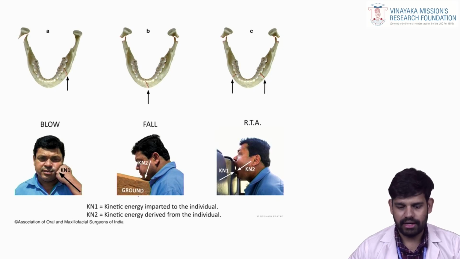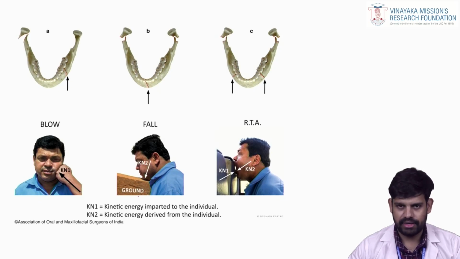So now we are coming to the kinetic energy, or the biomechanics, of mandibular fracture. There are three types of kinetic energy: kinetic energy 1, kinetic energy 2, and kinetic energy 3. Kinetic energy 3 is nothing but the combination of both 1 and 2. In 1, the person or patient is in a stable position, that is static, when the blow is dynamic, that is in motion. For example, assault or getting hit by another person comes under the kinetic energy imparted to the individual. In kinetic energy 2, the object or force is static and the patient is in motion.